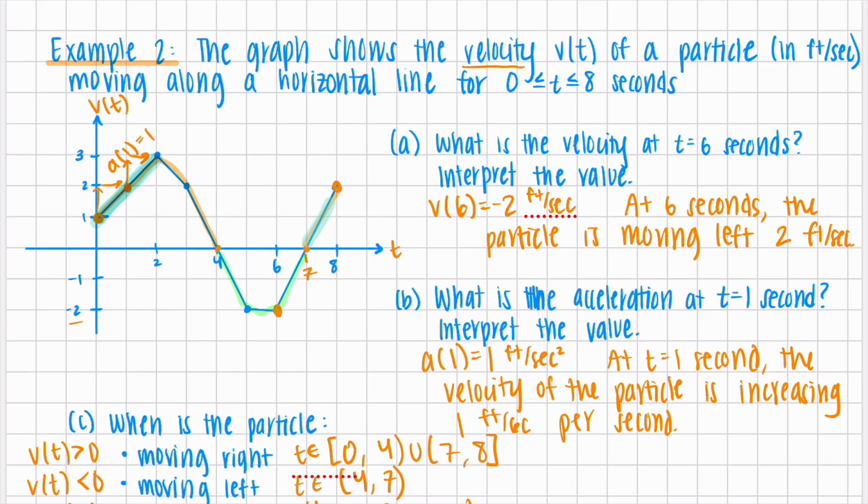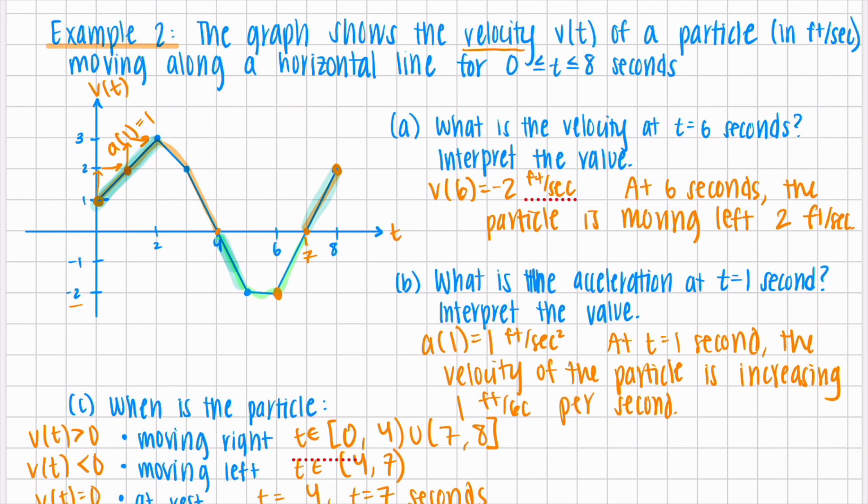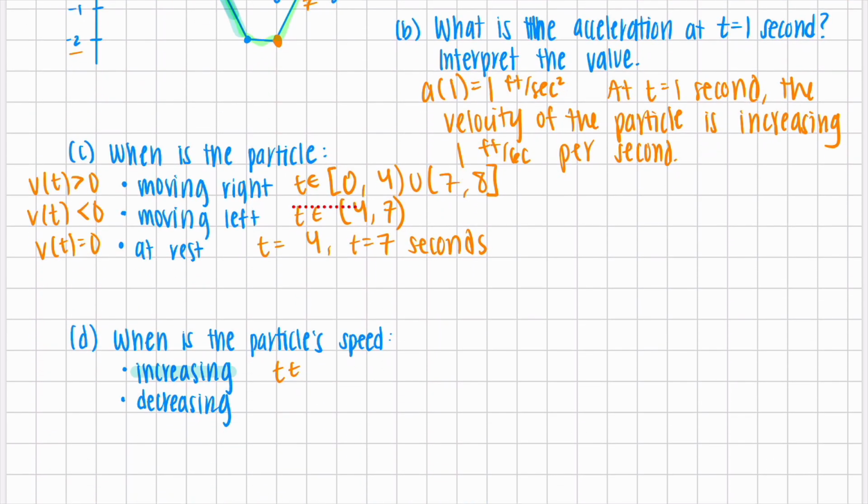Notice same thing from 7 to 8. My velocity is positive because I'm above the t-axis, and my slope is positive, which means the acceleration is positive. Also notice between 4 and 5, my velocity is negative because I'm below that x-axis, and the slope is negative, so my signs are the same as well. So my particle speed is increasing for t in 0 to 2, 4 to 5, and 7 to 8.